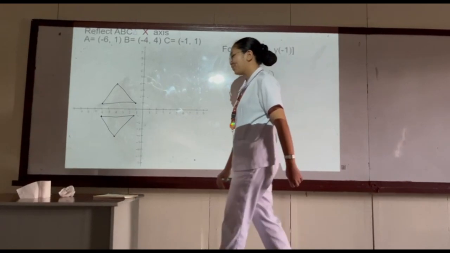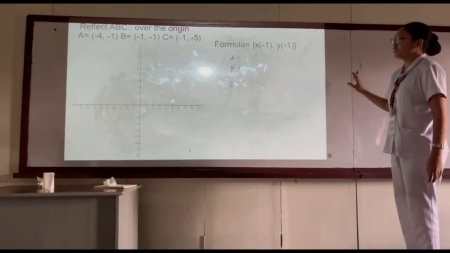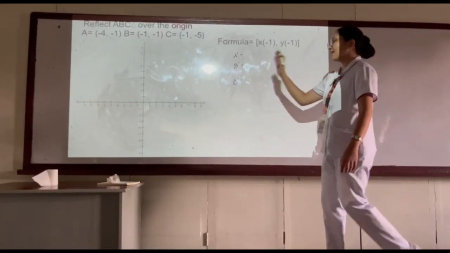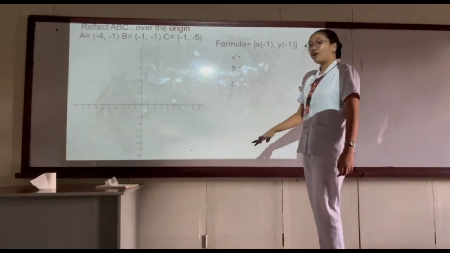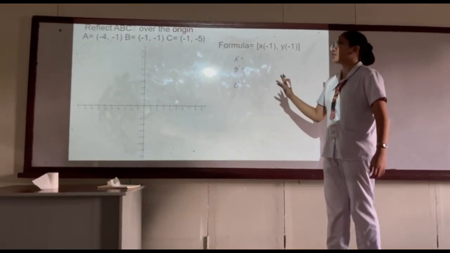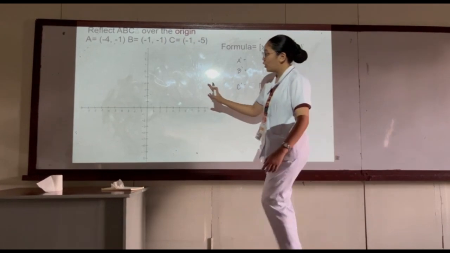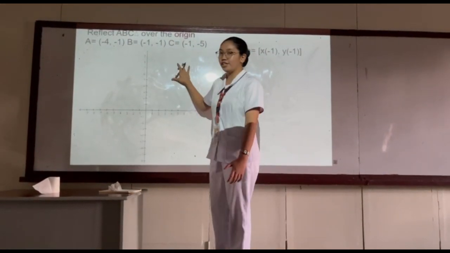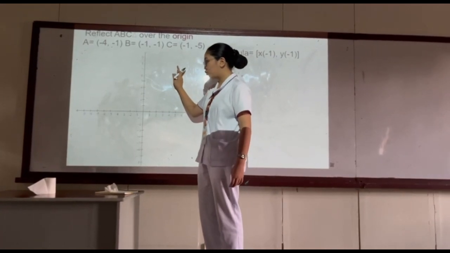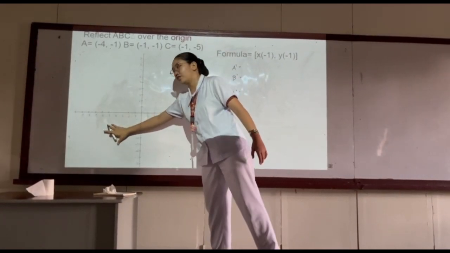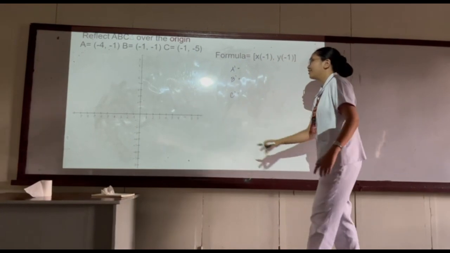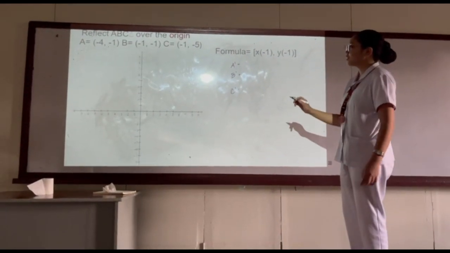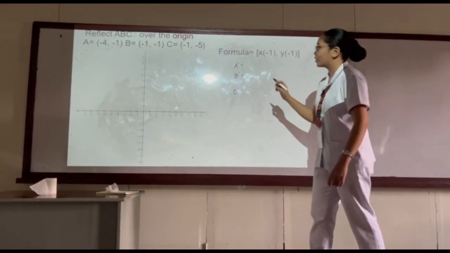Next is reflection over the origin. If we reflected over the y-axis and the x-axis, we'll be reflecting over the origin. So if the object is here, it will be reflected to the opposite quadrant, diagonally. So first, again, let's plot the coordinates.